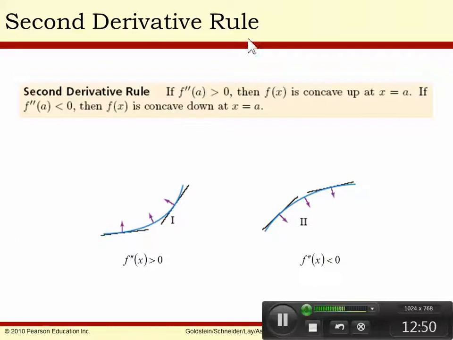But second derivative rule. If the second derivative of a function is greater than 0, then it's concave up at that point A. So if f double prime of A is greater than 0, then it's concave up at that point. If the second derivative is less than 0, then it's going to be concave down at that point. Okay?